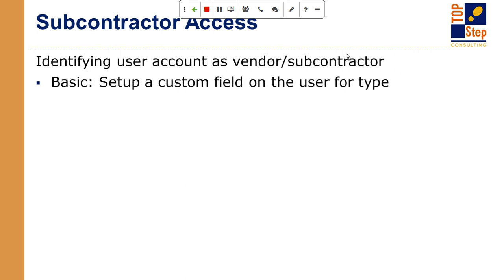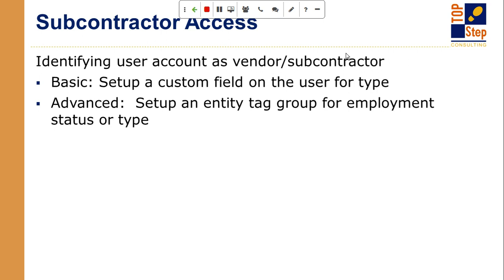So I also think there's sort of two general approaches to setting up a tagging, is what I like to call it, for user accounts. One's called a basic setup, where you just have a simple drop-down menu on the user demographic form that says it's an employee or a subcontractor or an intern or whatever. A little more advanced is using the entity tag.